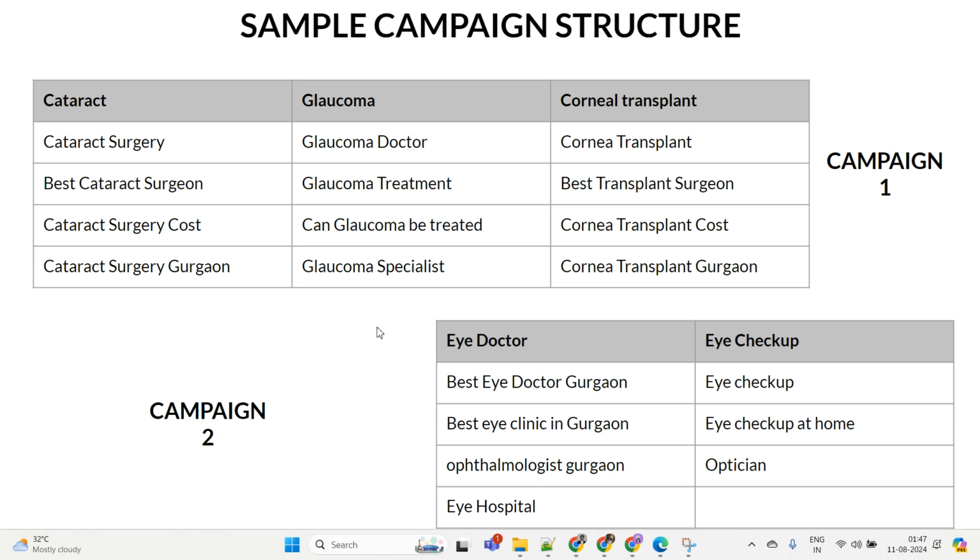This is the example which I had explained in class: campaign 1 was based on diseases, that is cataract, glaucoma, corneal transplant. So these are the 3 diseases which I wanted to have in a single campaign, and the second campaign was more generic, and that's the reason they were clubbed together. So here the rationale was that for generic keywords I wanted to spend a certain amount of money, and for disease-specific keywords I wanted to spend a specific amount of money. That is why they were in different campaigns.